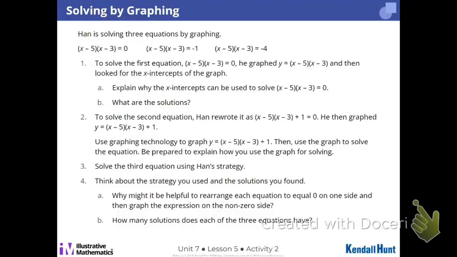Slide, we're going to focus first with Han. Han is solving these three quadratics. We know they're different because one of them is equal to 0, one of them is equal to -1, one of them is equal to -4. Okay? So for the first one, who can raise their hands and tell me what the zeros are?